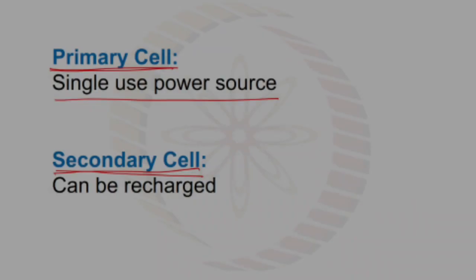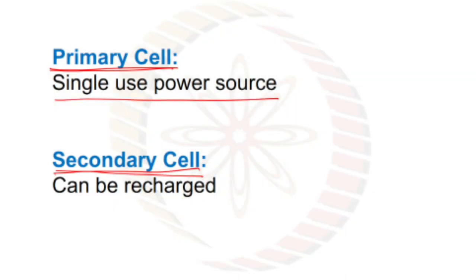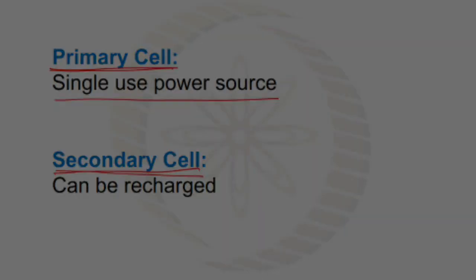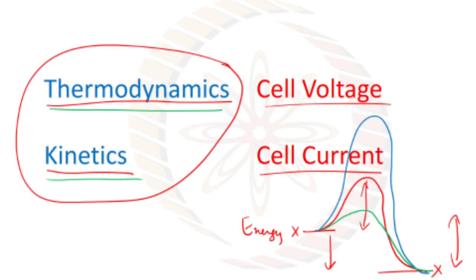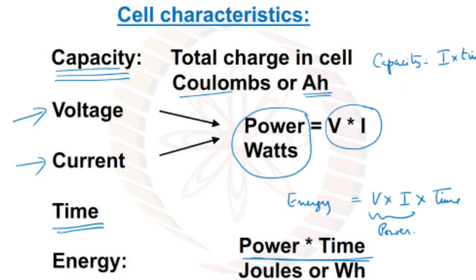What is a primary cell? It is a single use power source. And a secondary cell can be recharged again and again. In thermodynamics we study cell voltage, and in kinetics we use cell current. So what are cell characteristics? Capacity, total charge in coulombs or ampere hour. Voltage and current, that is power equal to V into I. Energy equal to power into time.